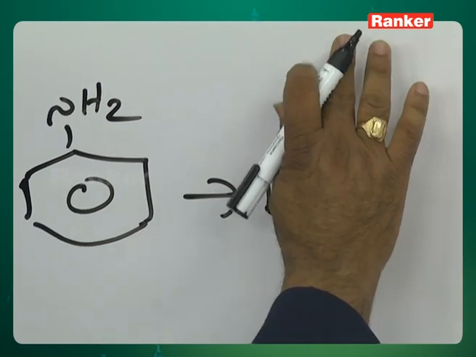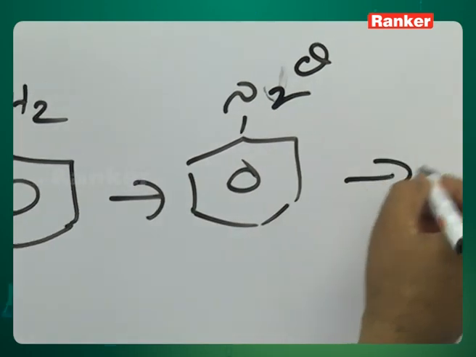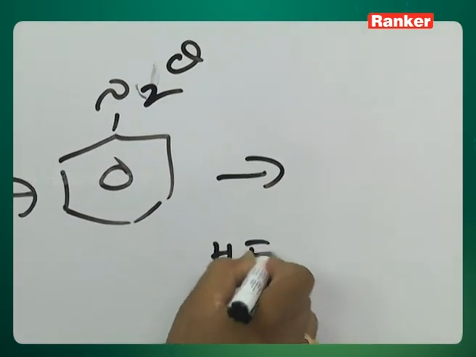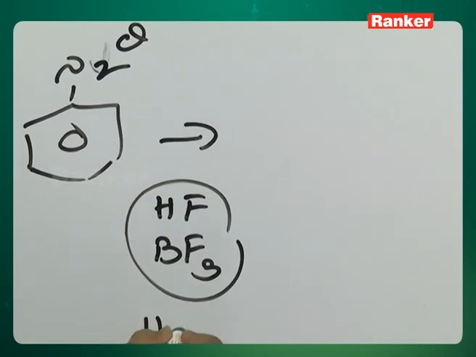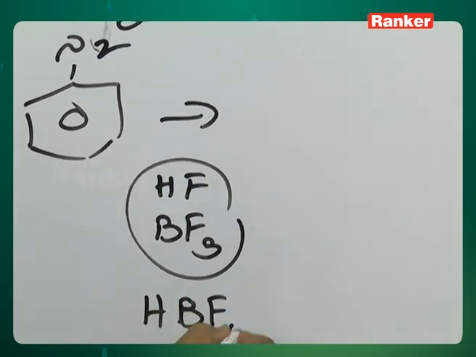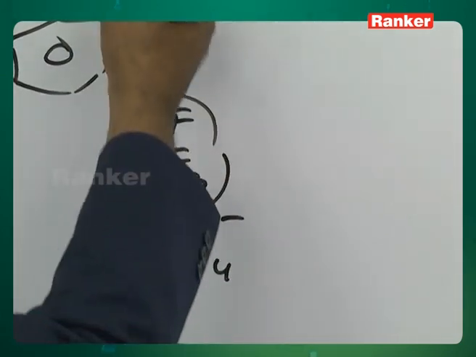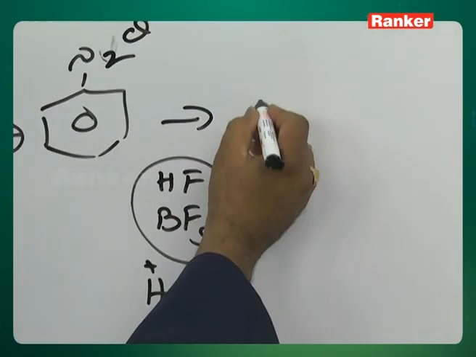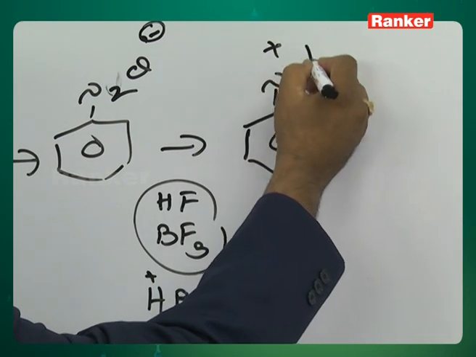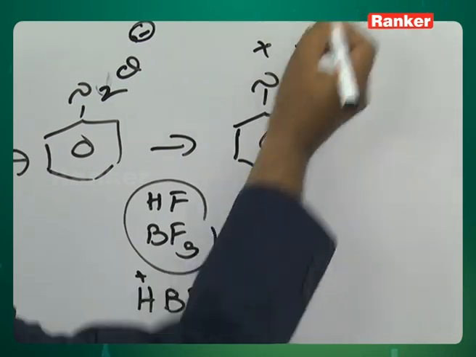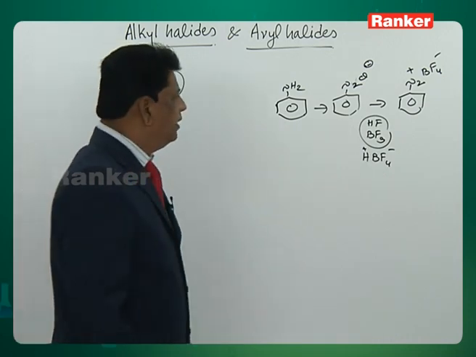The diazonium salt is then treated with a mixture of HF and BF3. You can write this as an HBF4 salt. So this Cl minus will be replaced by this BF4 minus, and benzene diazonium fluoborate is formed. This is called benzene diazonium fluoborate, a slightly unstable compound.